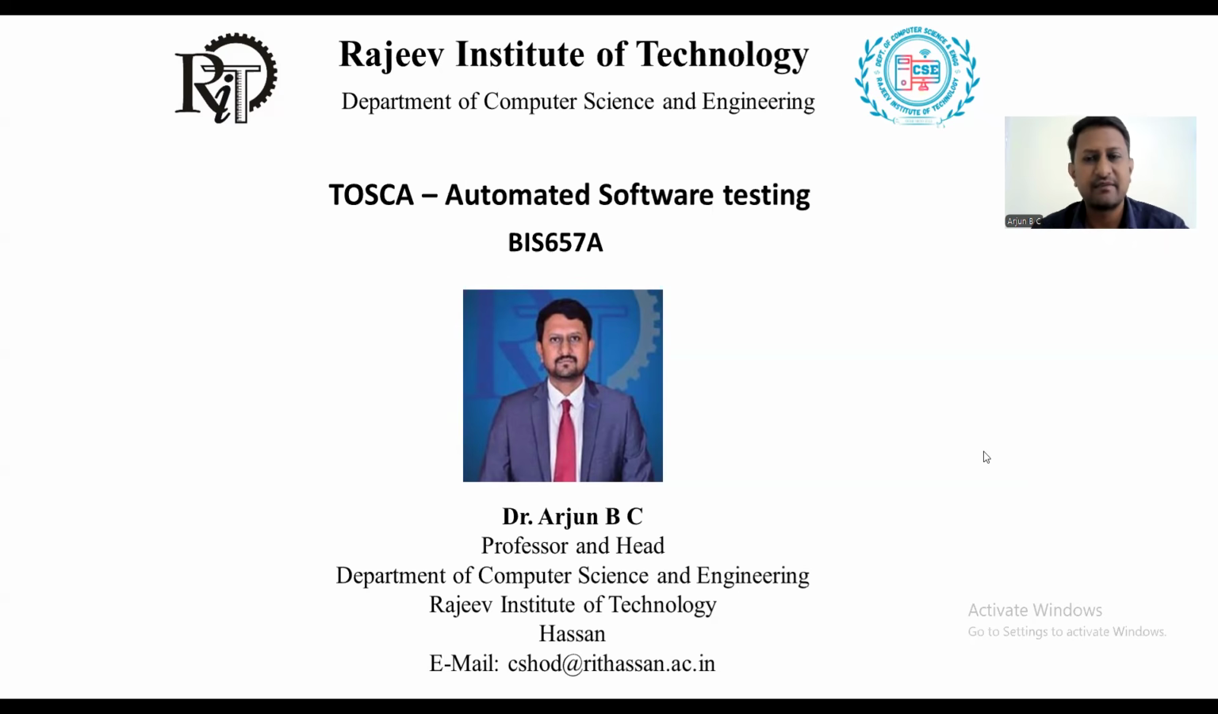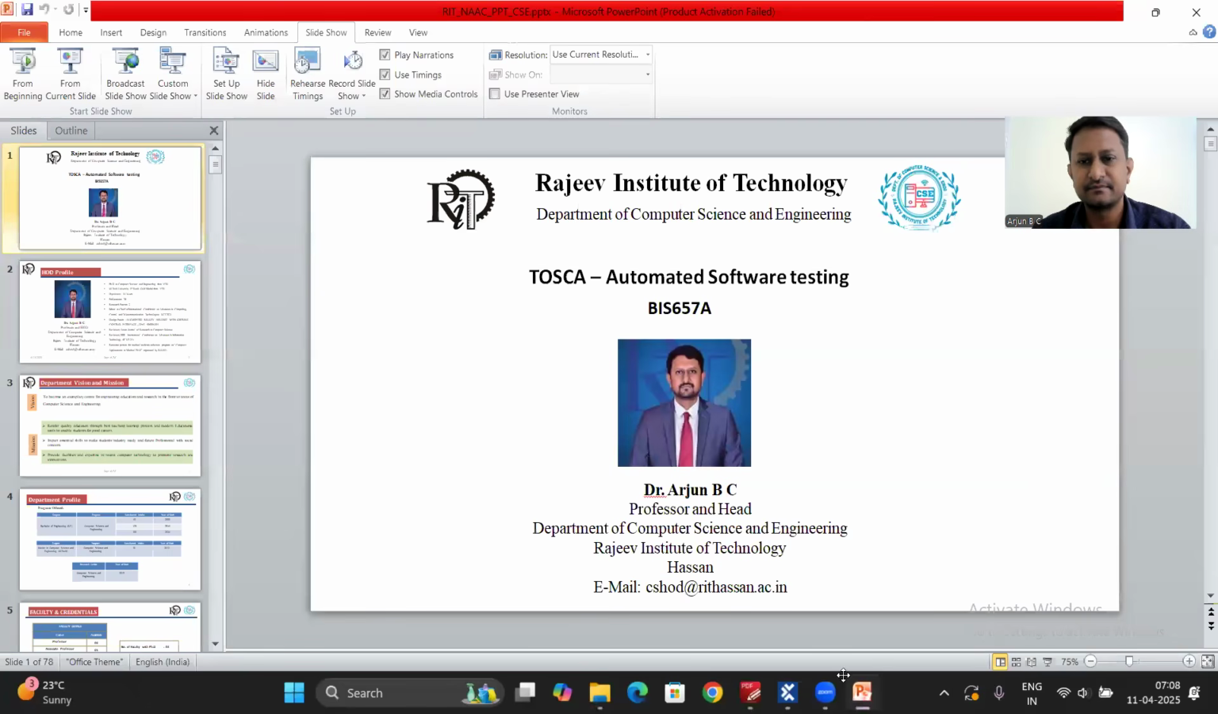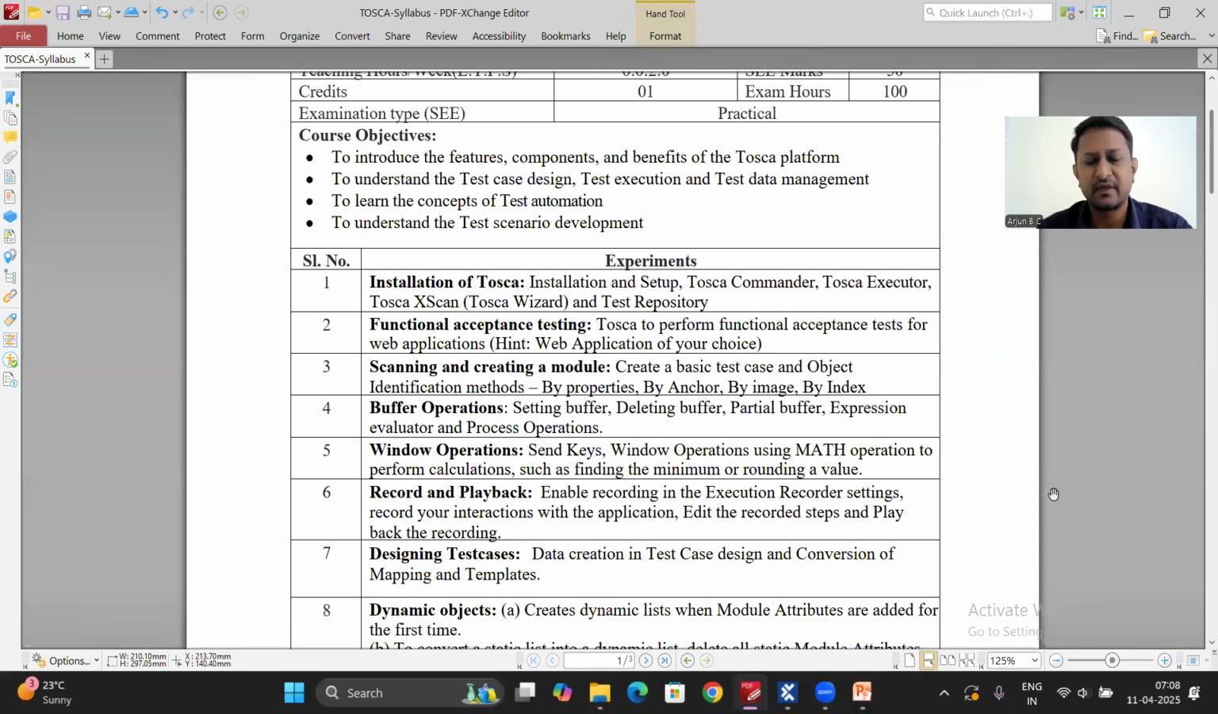So today we'll see the fifth experiment as per the video syllabus. That is window operations. Today we'll see how to handle the window operations in TOSCA automation, and we'll see some of the features of how to send the keys to the various applications, and also the mathematical operations, how to handle mathematical operations in TOSCA. So these are the three different subsections we are going to discuss today.